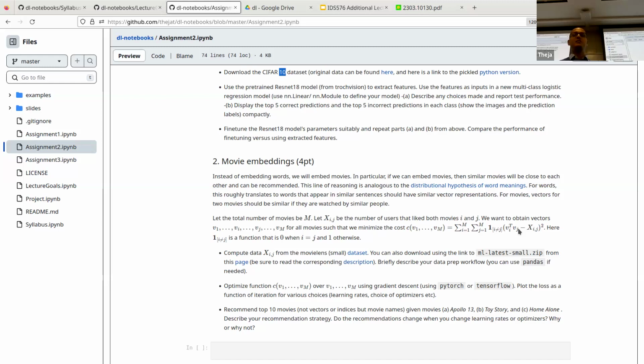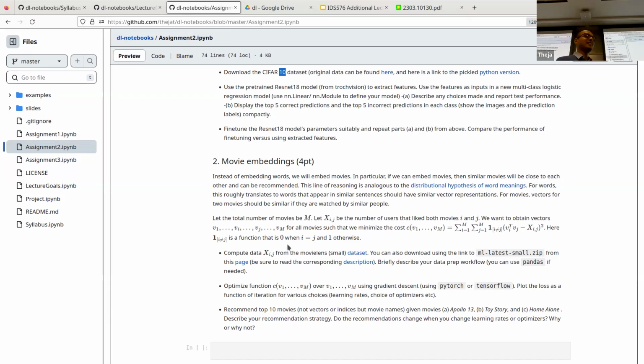One choice you should not be doing is the number of movies, because that doesn't make any sense at all. Any comments there? Why doesn't the dimension being equal to the number of movies make sense? Any intuition? I'm asking about the dimensionality of the vectors v1 to vm. There are m of them, but what should their dimension be? Should be less than the number of movies.